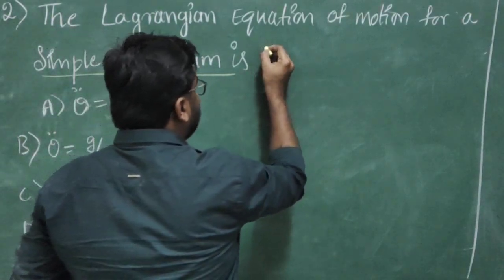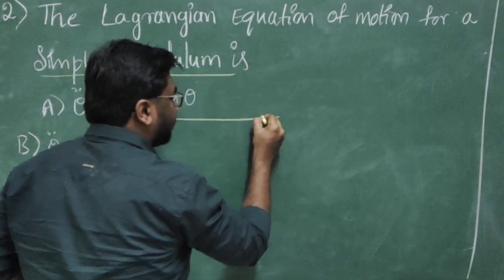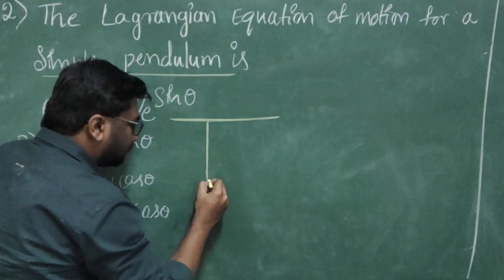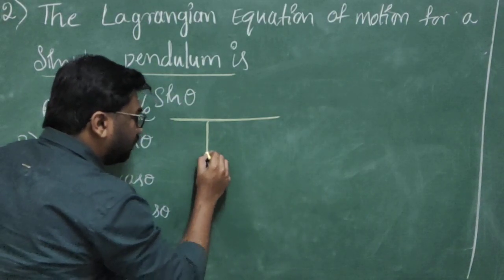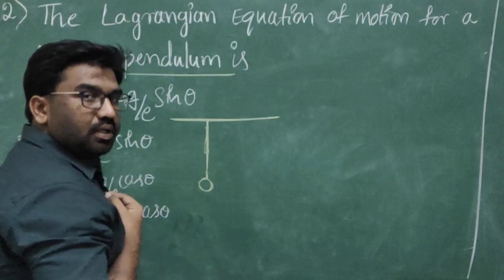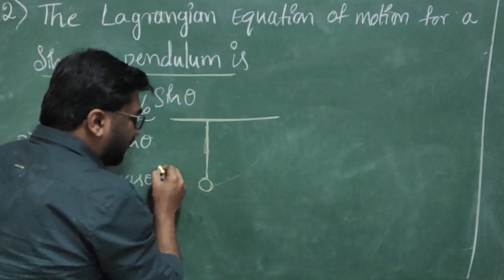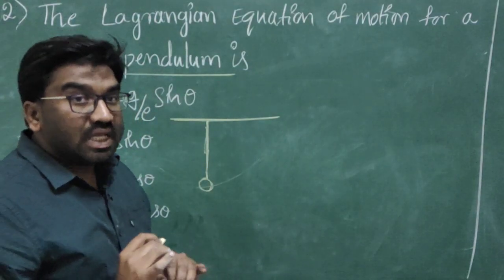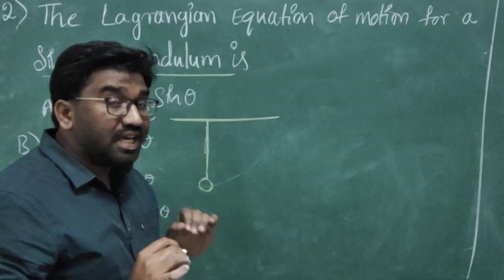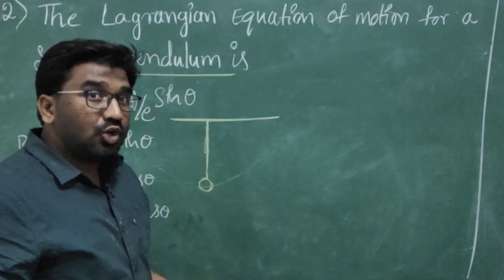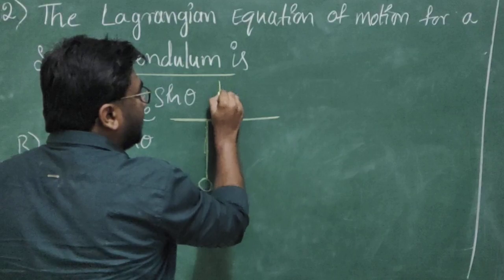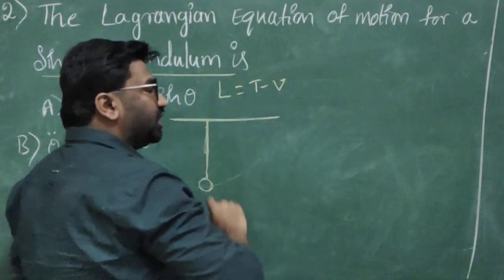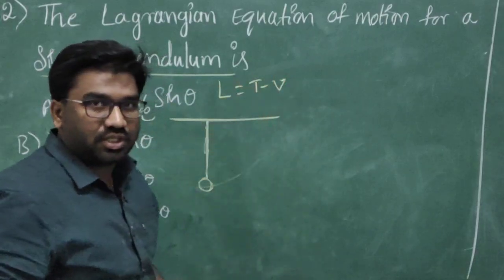See, let us consider a small rod. For the small rod, a bob is connected with a small frictionless wire. Now the bob is oscillating like this. Okay, it has some simple harmonic motion. Now we should write the kinetic energy and potential energy. We know that the Lagrangian is L equal to T minus V. We should calculate the kinetic energy and also the potential energy.